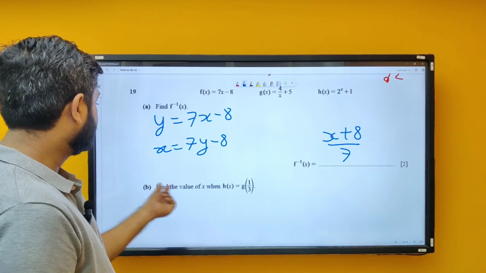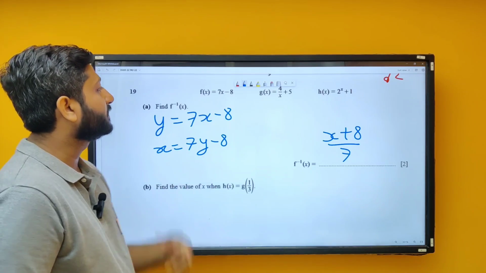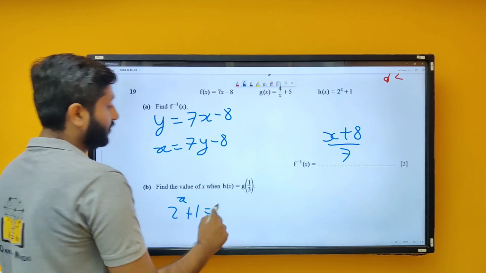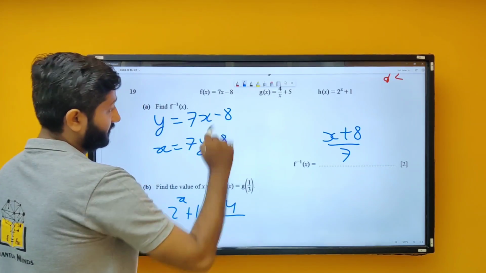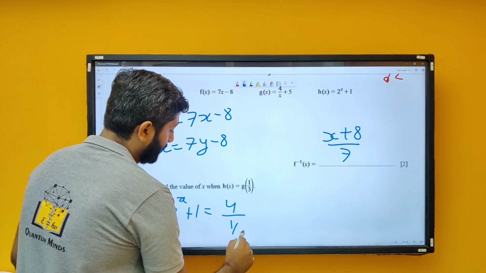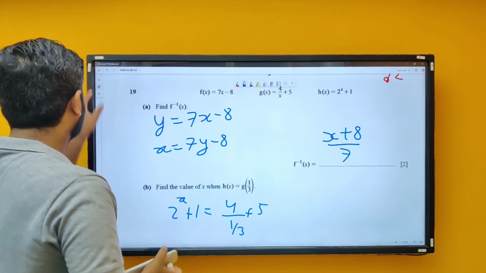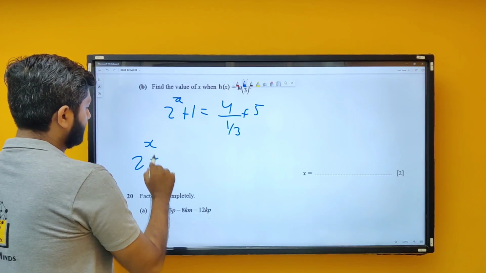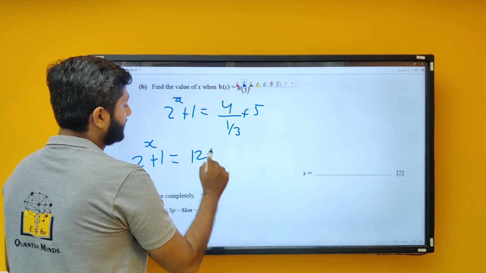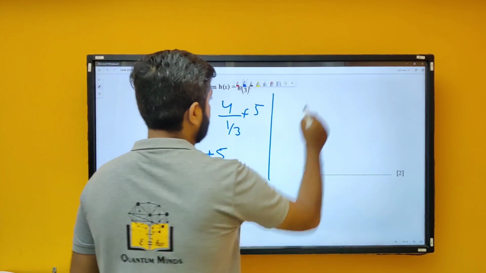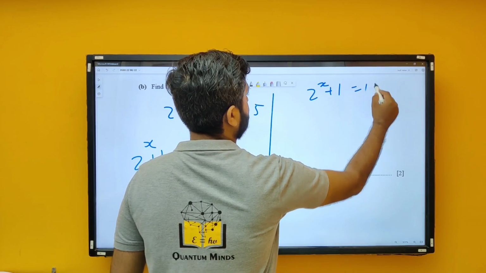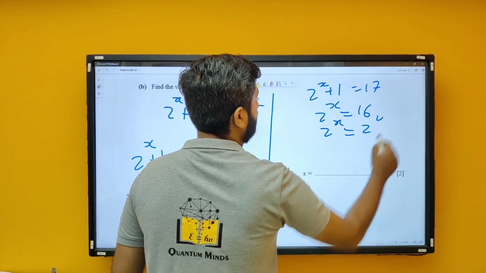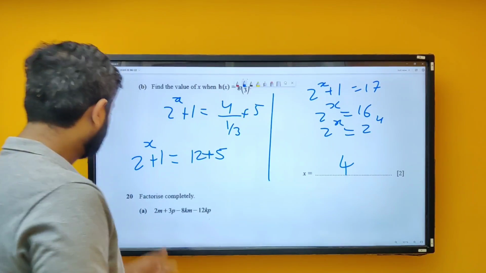Find the value of x when h of x is equal to g of 1 by 3. So h of x is equal to g of 1 by 3. So for the integer, I think I have 1 by 3 plus 5. Okay, so I have 2 power x plus 1 is equal to 12 plus 5, which is 17. So 2 power x plus 1 is equal to 17. 2 power x equals 16. 2 power x equals 2 power 4. Thus my value of x is 4.